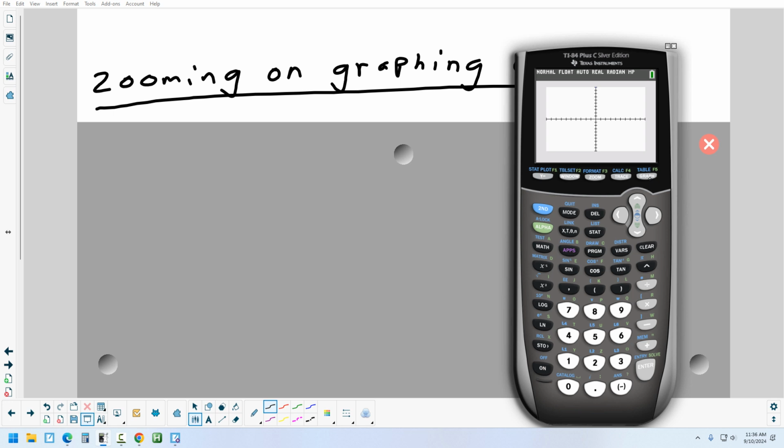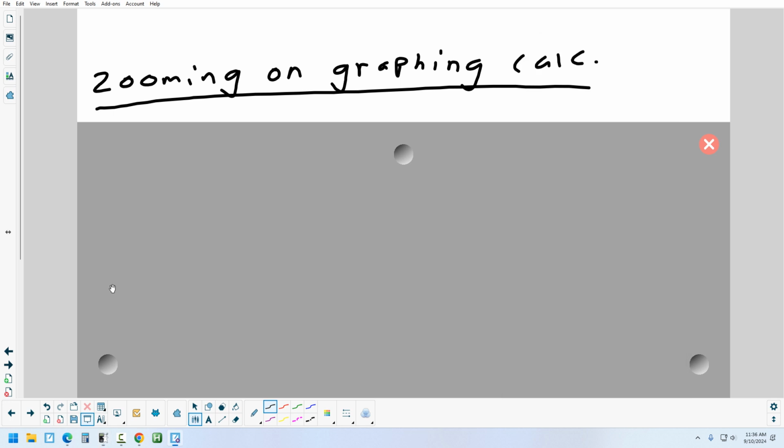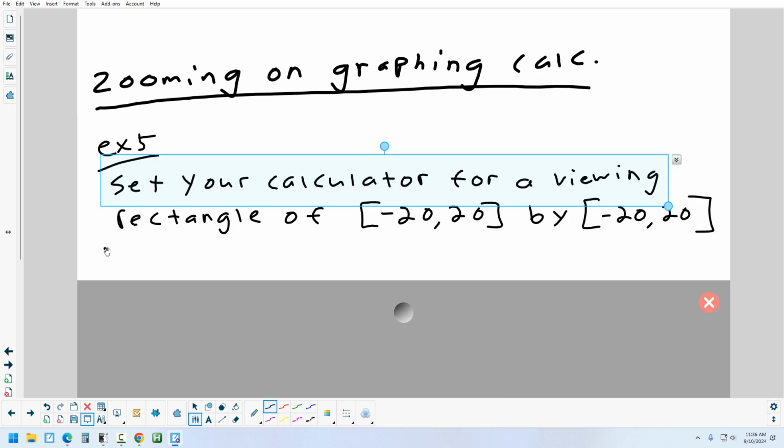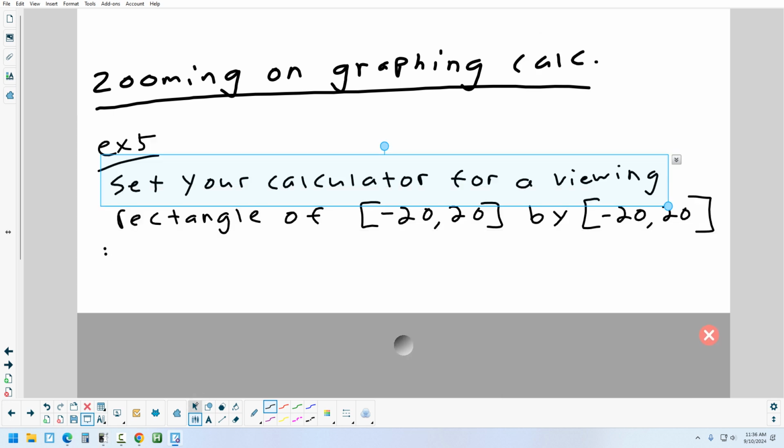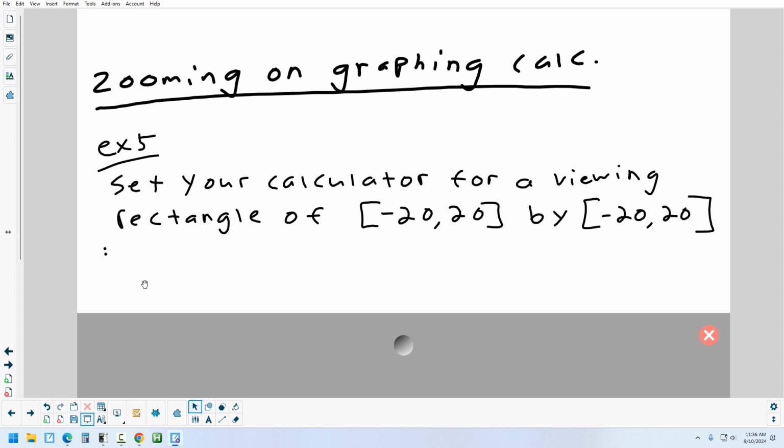So what we need is to get it on the screen. How do we do that? Well, that's where we need to zoom. Okay, we might have to zoom in or zoom out. So on this one, I'm going to give you a hint. I'm just going to tell you to set your calculator to a viewing window of -20 to 20 and -20 to 20. Okay, what does all that mean?